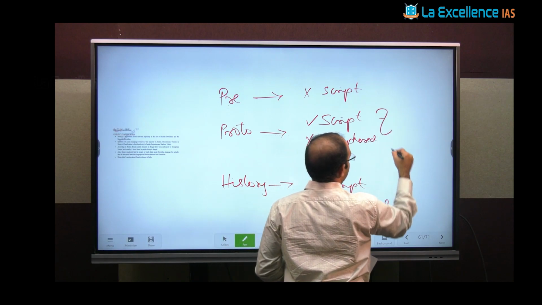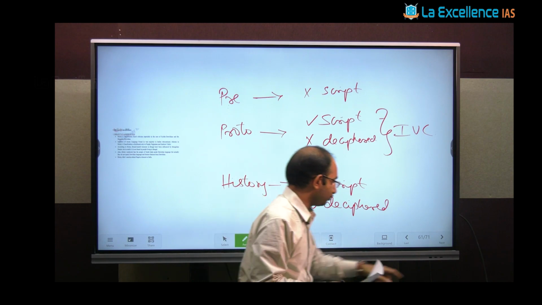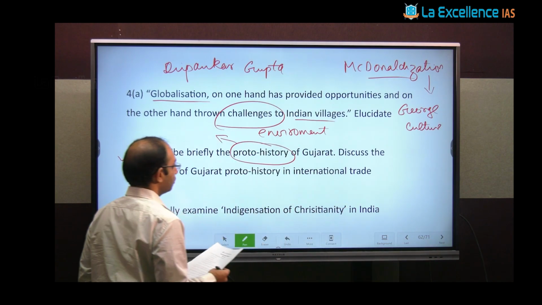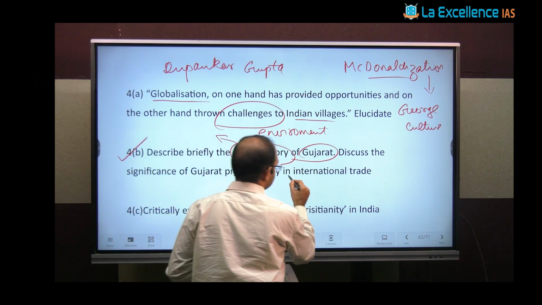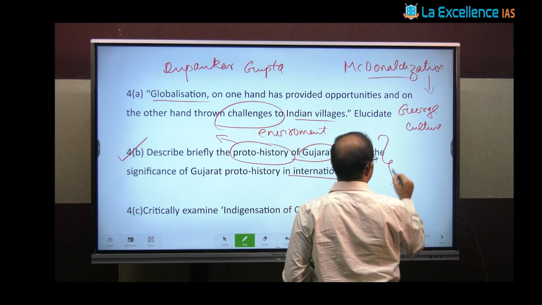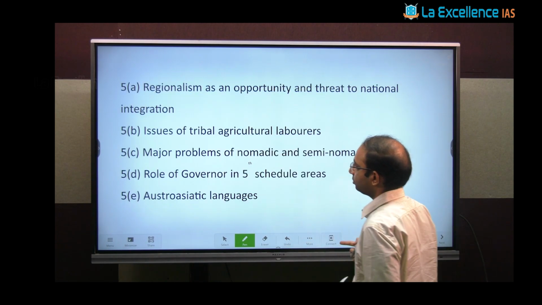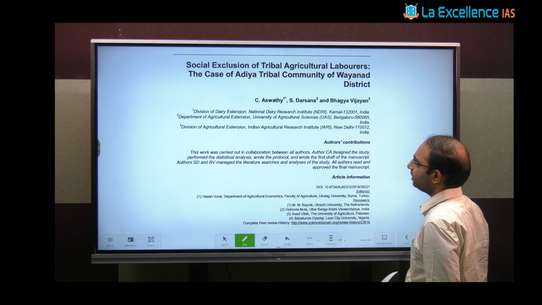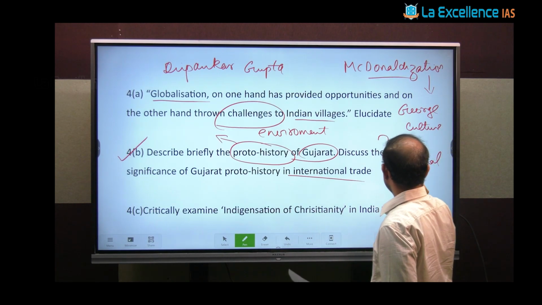In the Indian case, proto-history refers to the Indus Valley civilization. Simple. So what is the question now about? The question is about the Indus Valley civilization in Gujarat, and he is discussing especially international trade. There is a lot of evidence that there is a famous dockyard in a place called Lothal, and in Lothal much active trade happened in the period from the local dockyard.